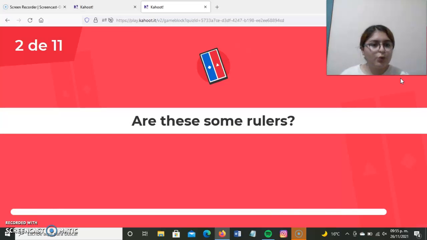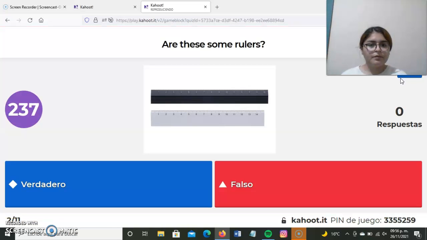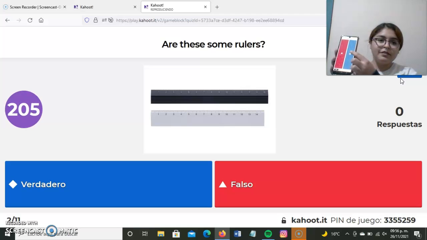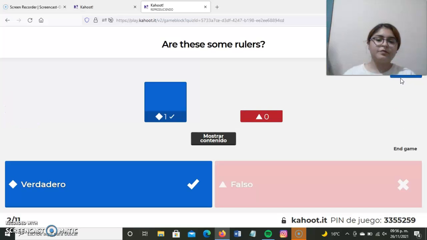Are these some rulers? Choose true, elige verdadero, or false, o falso. The moment of the truth, el momento de la verdad. Verdadero era la respuesta correcta.